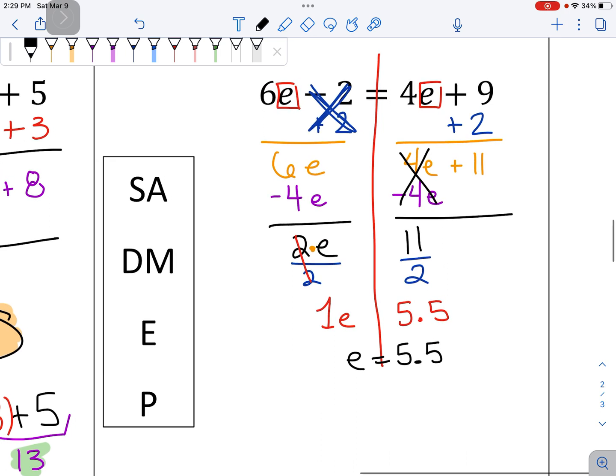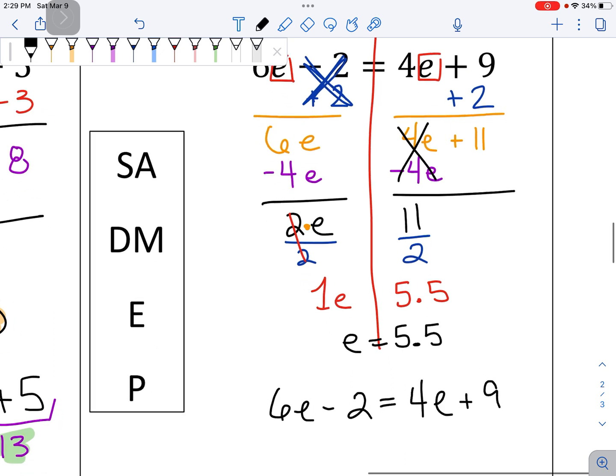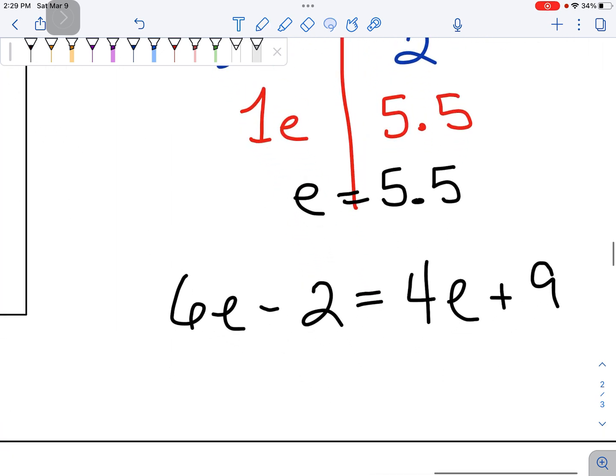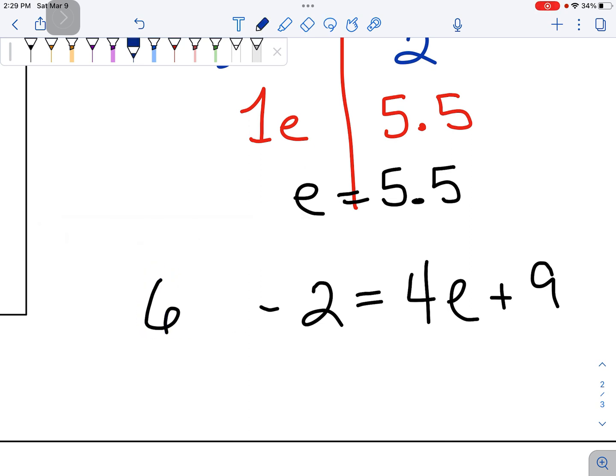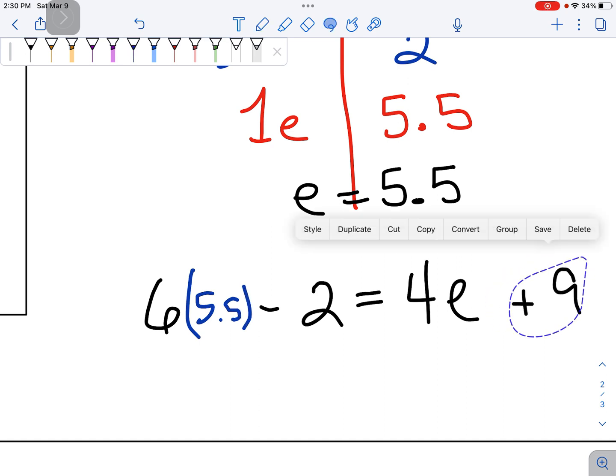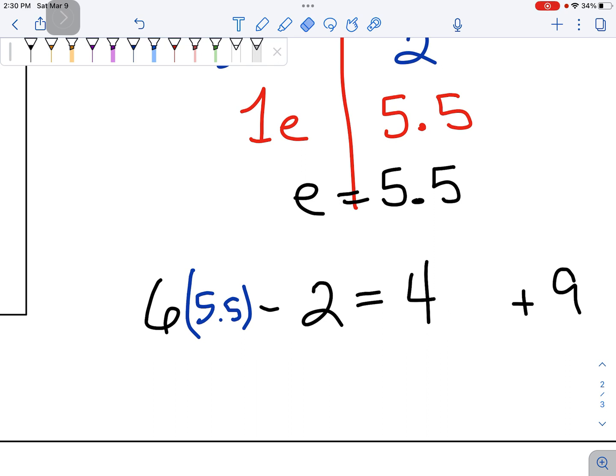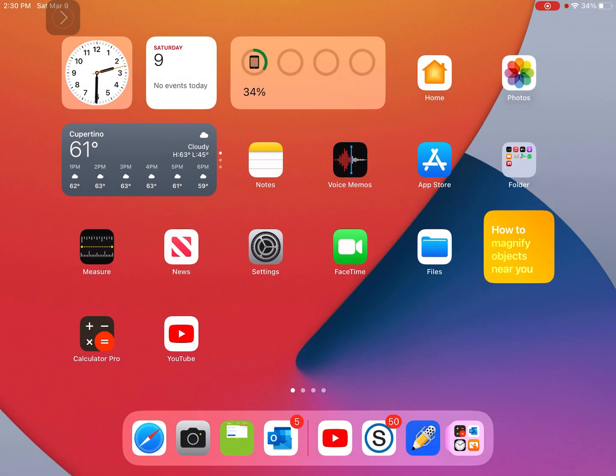Back in the original equation, we have 6e, take away 2, is balanced by 4e's plus 9. Replace the e's, looks like I'm going to need a little more space here, with the decimal, 5 5/10. On the other side, replace the e with the decimal, 5 5/10. All right, didn't bring up my calculator yet, so let's grab it.